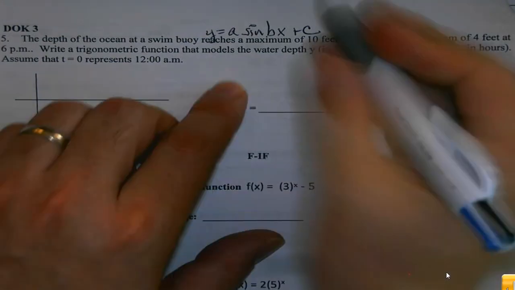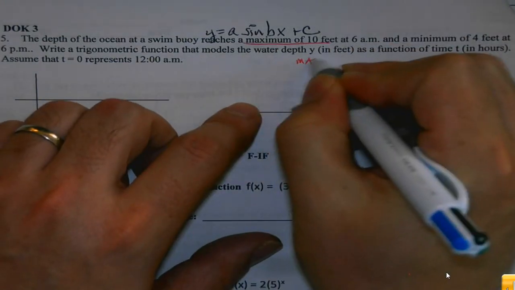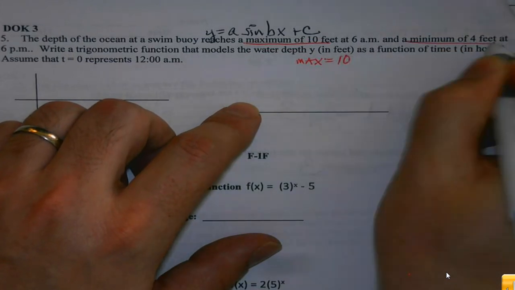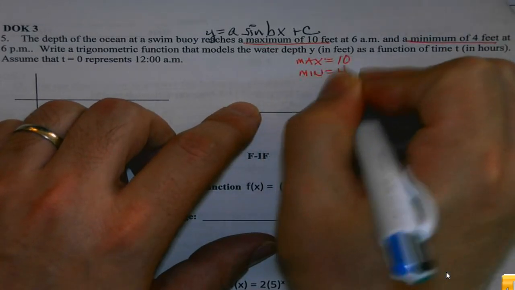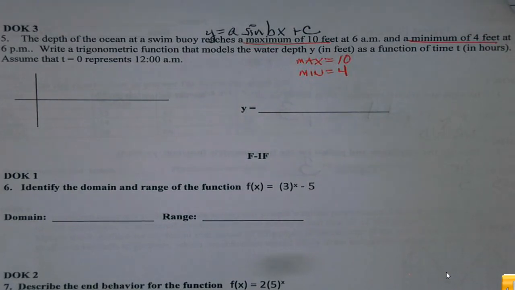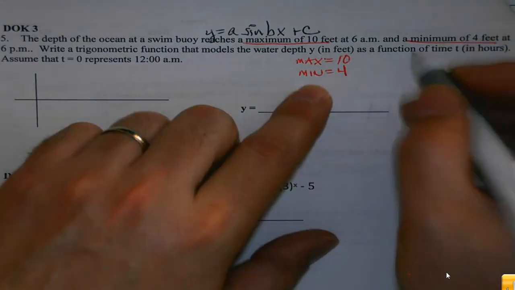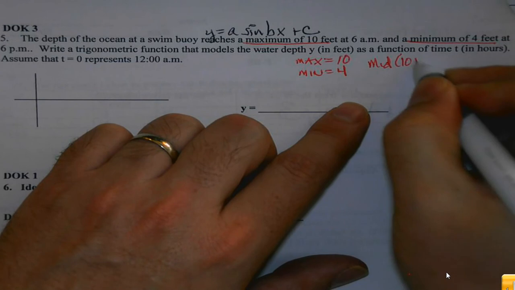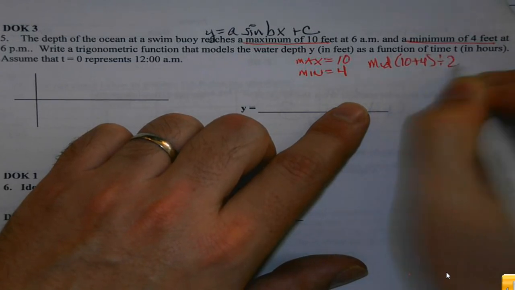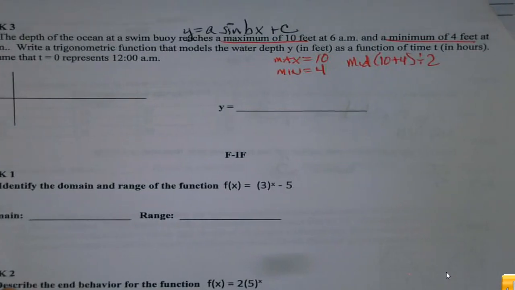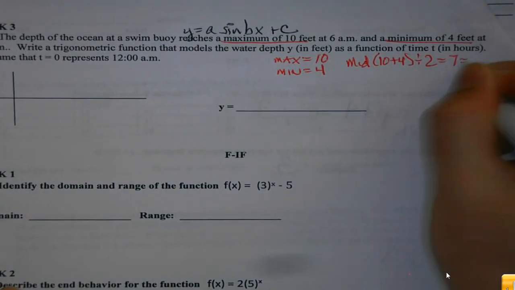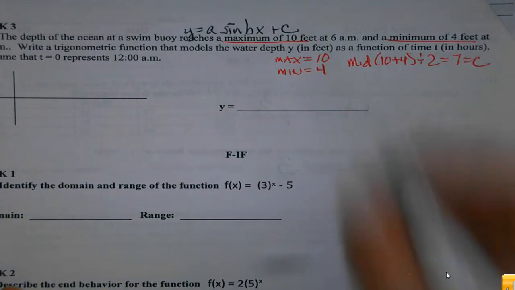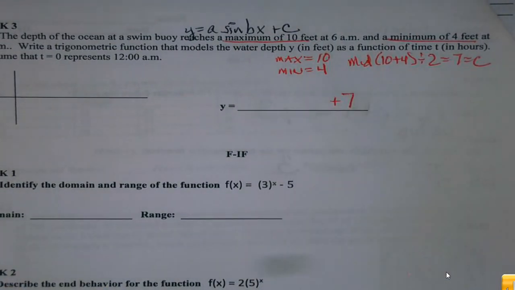What we're going to do is I'm going to take my max, which is at 10 feet. I'm going to take my min, which is at 4 feet, and I'm going to use that to find my midline, my C, and my amplitude, my A. So to find my midline, I'm going to add my max and my min together and divide by 2. In other words, I'm finding the mean. I'm finding the average. And whatever that is, that's going to be my C value. So I'm going to have a shift of up 7.